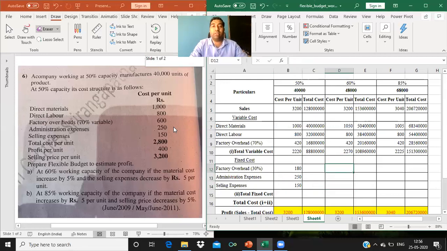Coming to 60% level of activity, that is for producing 48,000 units, we need to check if there is any adjustments given in the problem. Factory overhead, there is no adjustment given, so it is going to remain same. Administration expenses, there is no adjustment, so it is going to remain same. 180, 250 and 150.